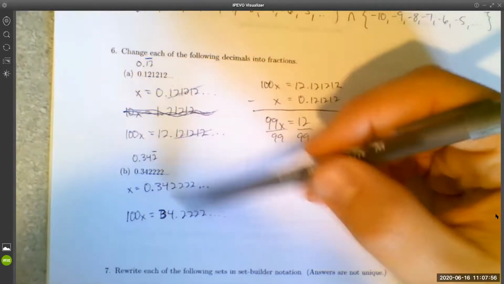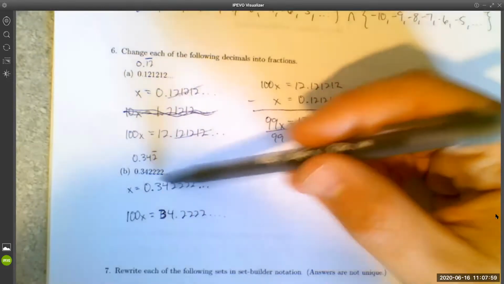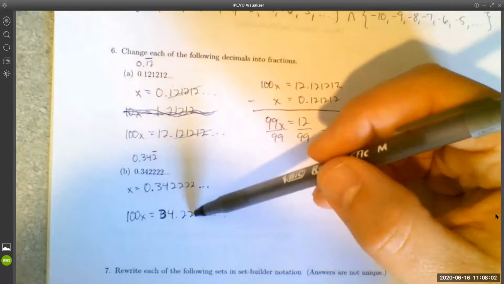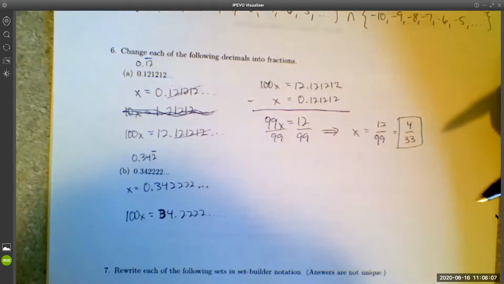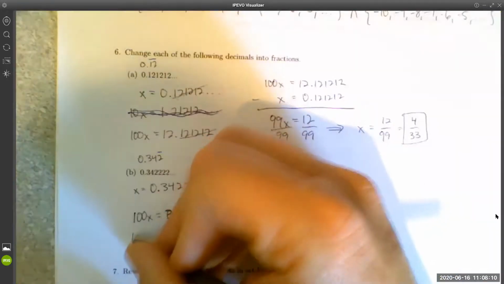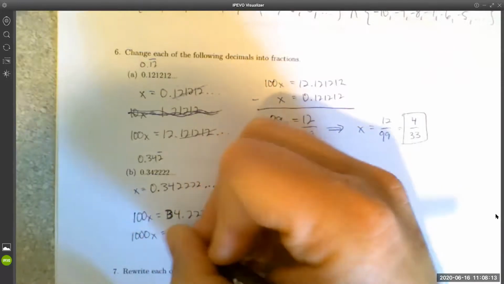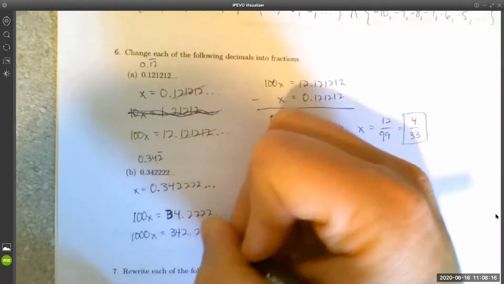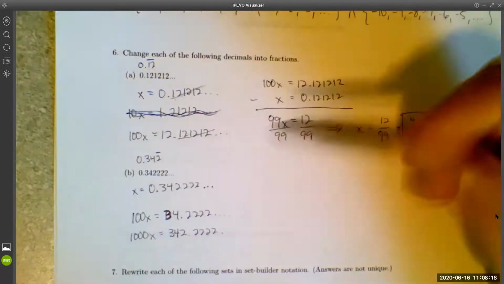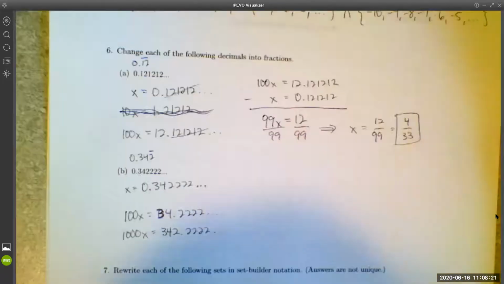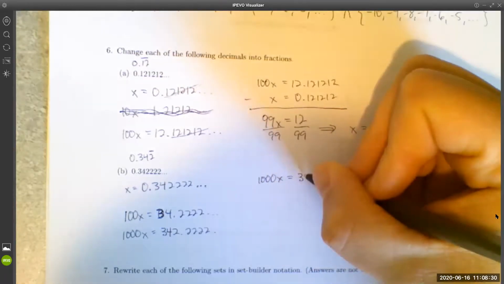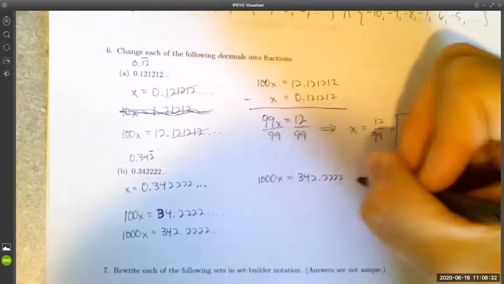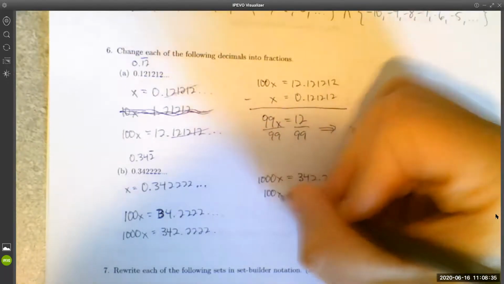Now, if I subtract these two things, I'm going to have some issues, right, with the 34 here not matching up with the 22 down there. So I think what I'll do now is look at maybe 1,000x, which would be 342.2222, right? And now when I do the subtraction, it's going to work out a lot more nicely. So I can say 1,000x minus 100x.